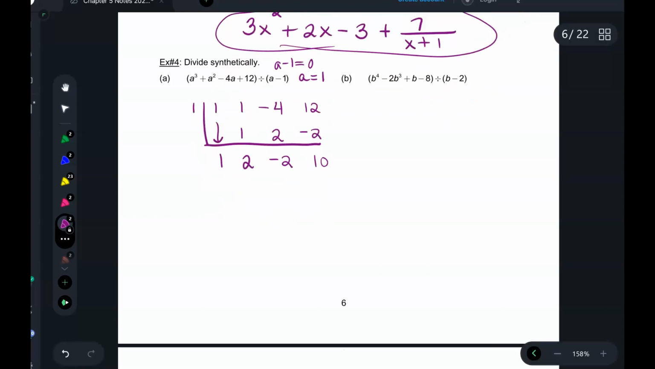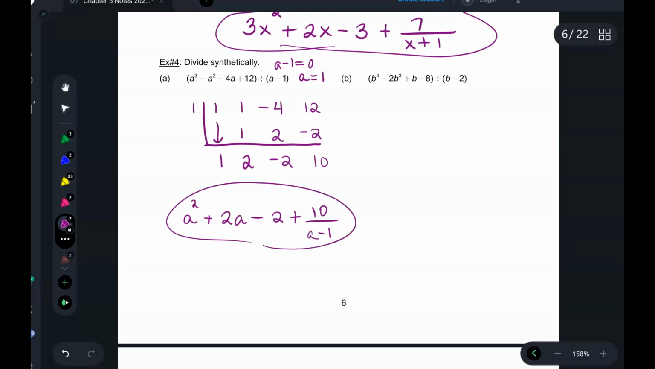Okay, now we want to rewrite it. Since we started with a instead of an x, we want to write it with a to what power? A squared, good, and it's just 1 as the coefficient. Plus 2a minus 2, and 10 is the remainder, so we're going to do plus 10 over a minus 1. Good. A lot easier than that long division.